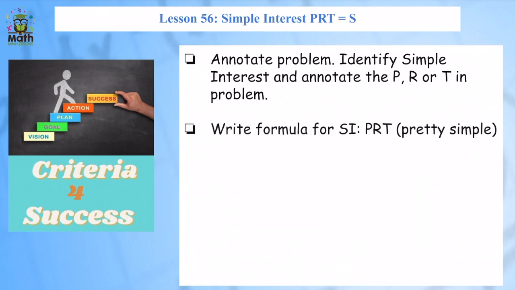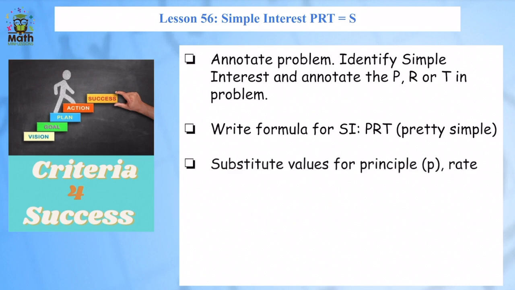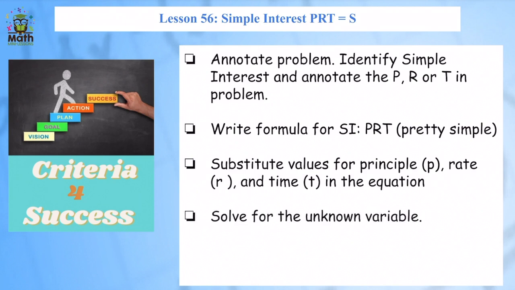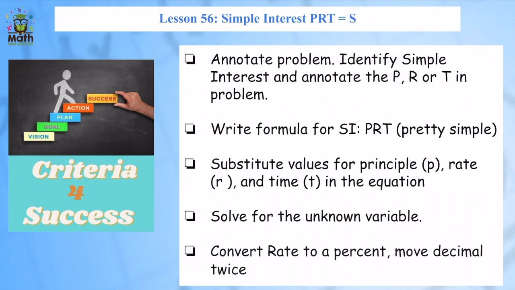Then we're going to write a formula for simple interest using that pretty simple analogy, the PRT. You're going to see me substitute for the principal, which is how much money we put into a loan, the interest rate. The rate part is the percentage you'll get back for a loan, or the percentage you pay when you take out a loan. And for T, which is time in the equation, how long the loan is for. Then I will solve for the unknown in the equation. And finally, watch to see how we convert rate to a percent by moving that decimal 2 times.